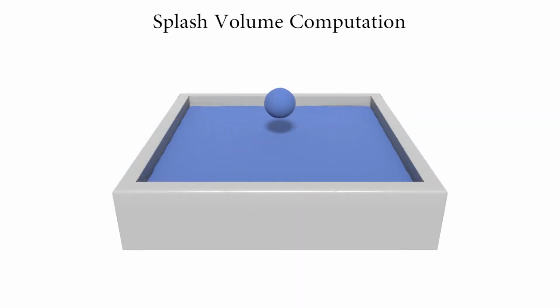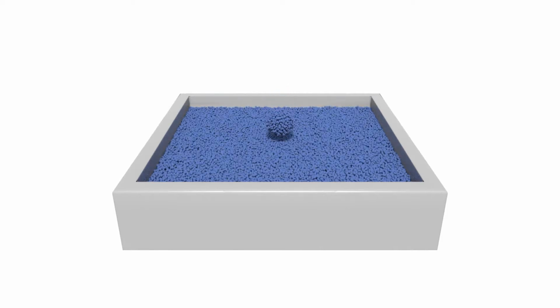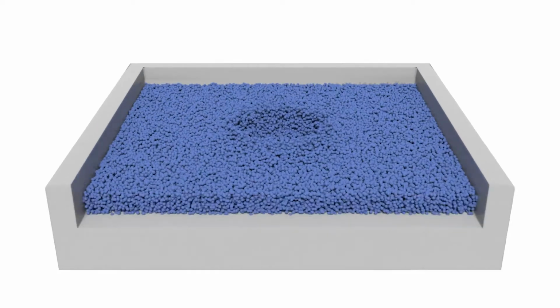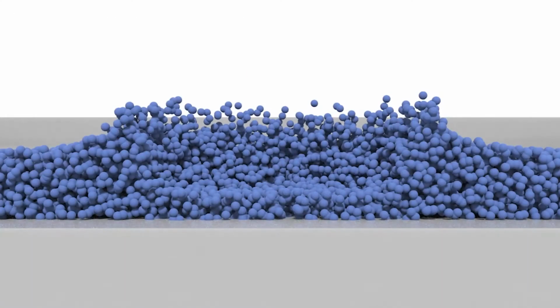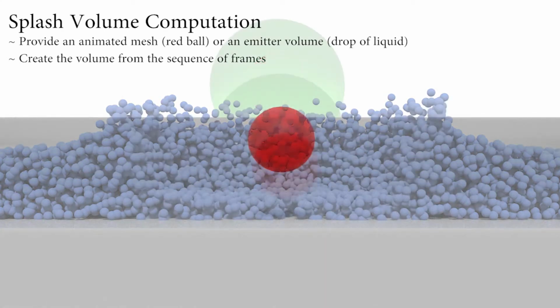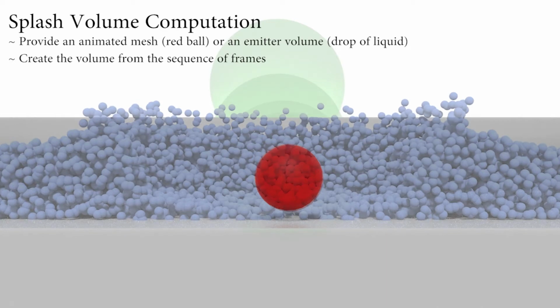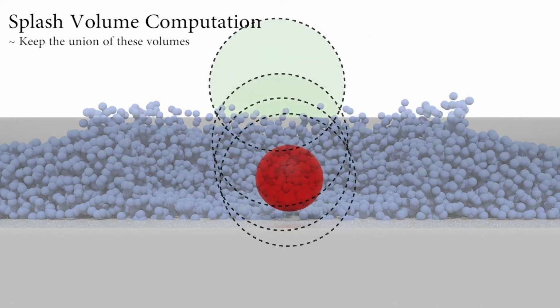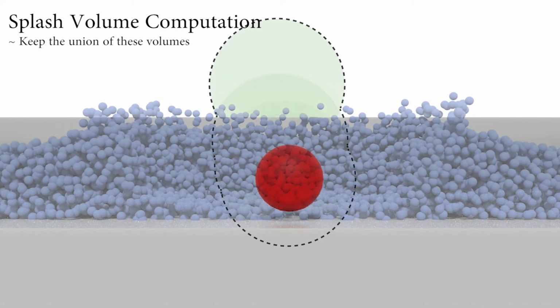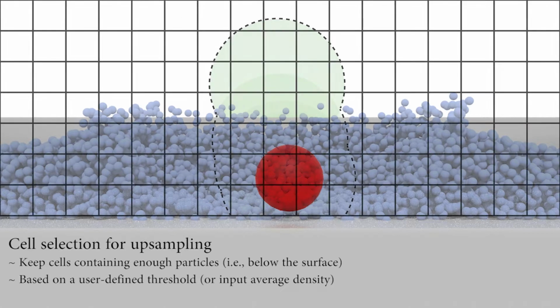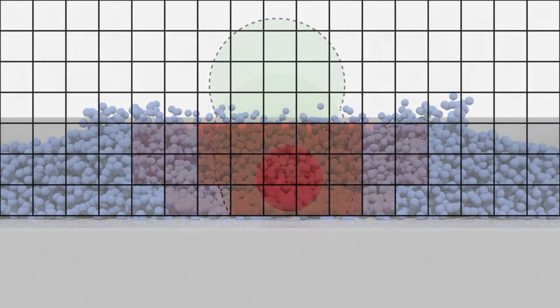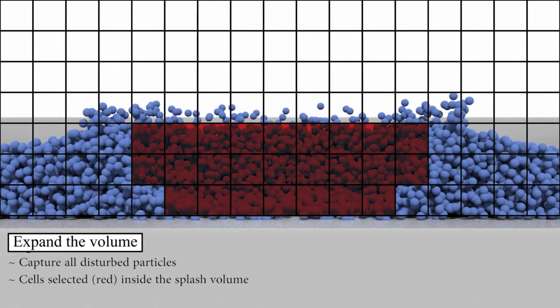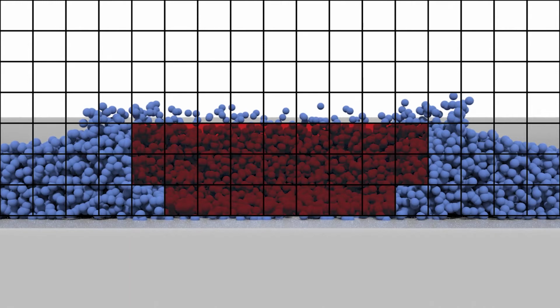We first compute a volume over time from the intersections between an identified upsampling volume and colliding volumes. This volume, which we call the splash volume, is computed using exclusively the input animation of the low-resolution liquid. The union of each volume computed at every frame generates the splash volume. Solely the intersection between this volume and the low-resolution volume is kept as the final splash volume. Lastly, we discretize and expand the splash volume as cells for the further upsampling process.